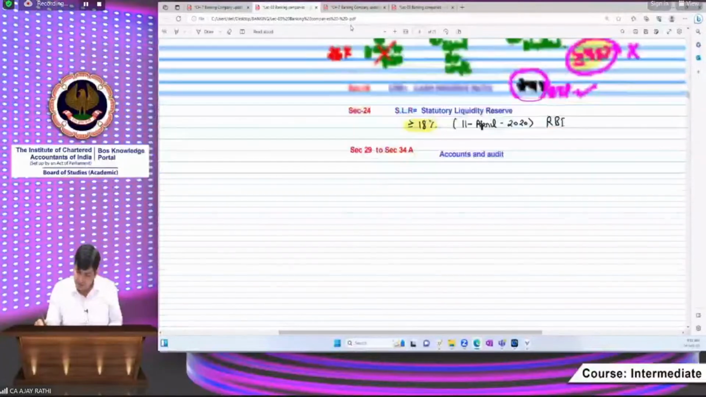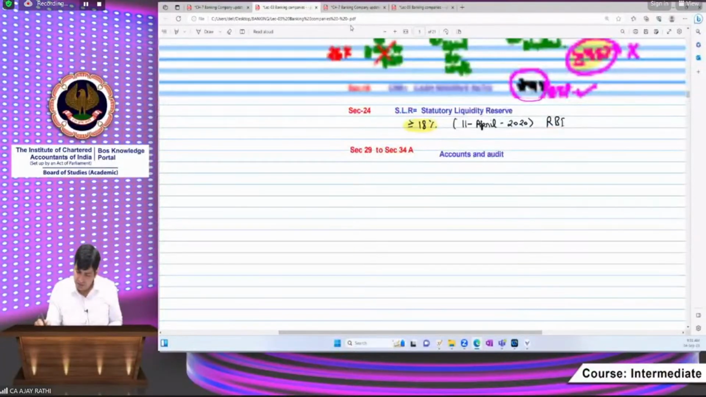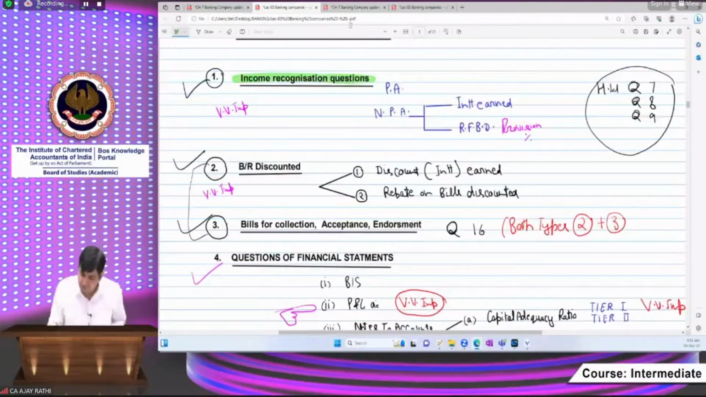Which type of questions have we practiced here, everyone? Sir, we have these types of questions. We have practiced income recognition questions. We have practiced BR discounted questions. We have practiced bills for collection and acceptance questions.